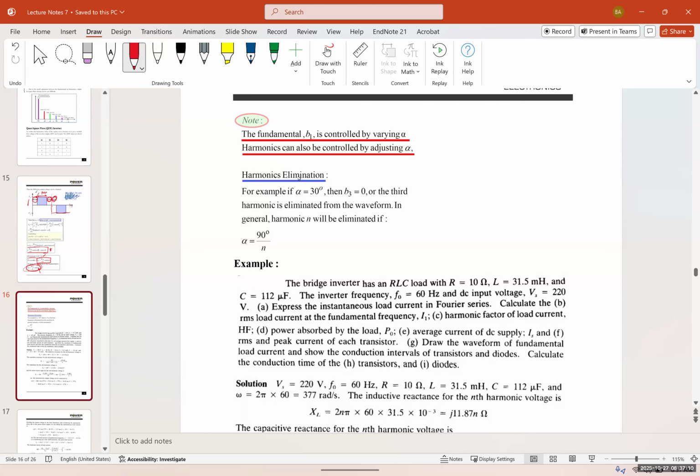So another way to control harmonics or eliminate harmonics is to control alpha. One way is to use a low pass filter. A low pass filter is going to be expensive. We still need that filter, but another way to do that is to control alpha. So for example, if alpha is 30 degrees, then B3 would be 0, or the third harmonic is eliminated from the waveform. In general, harmonic n will be eliminated if alpha is equal to 90 degrees over n.